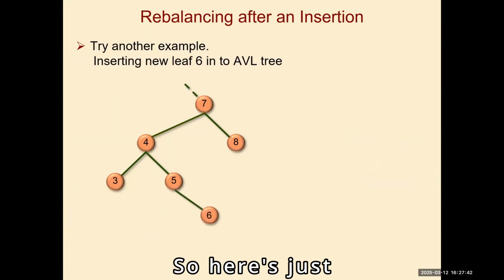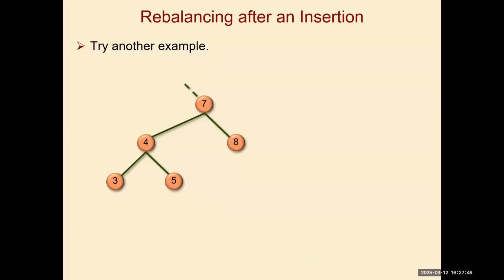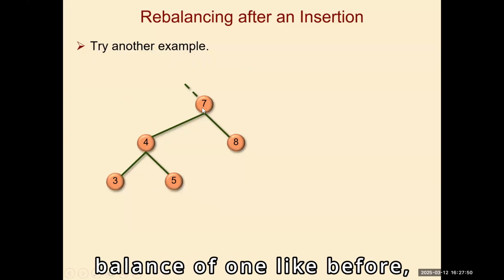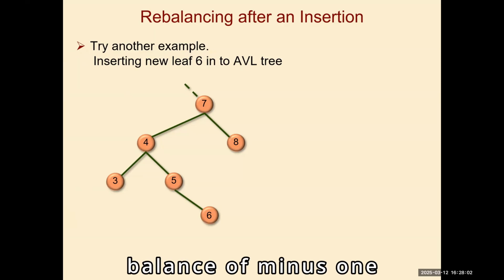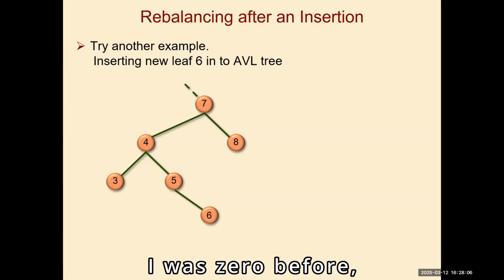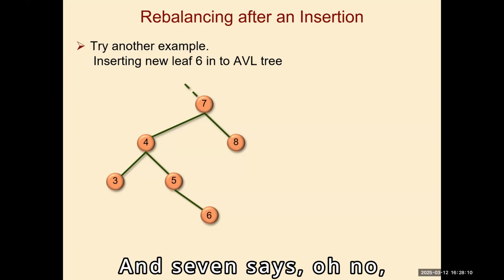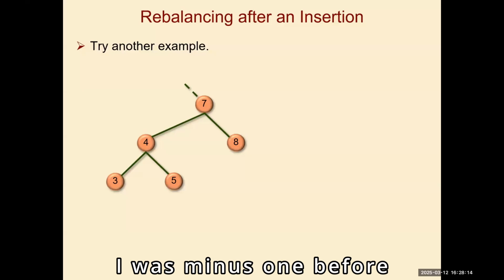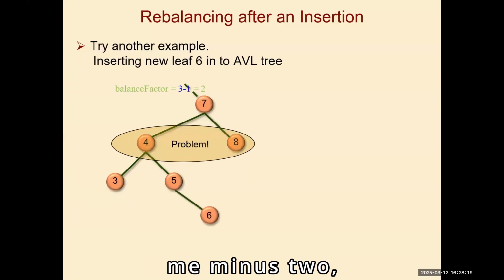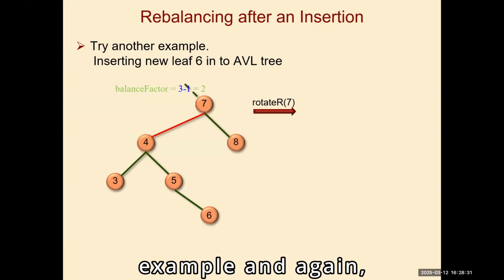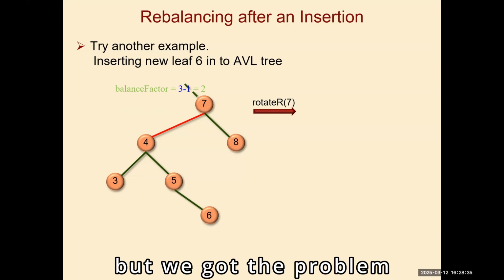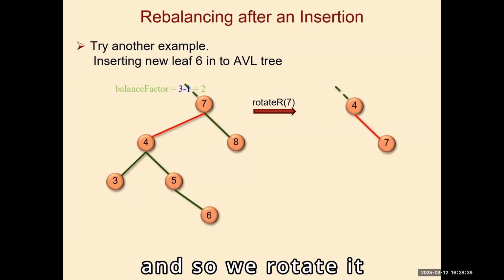So here's just another example, right? Here, this tree has a balance of 0, and this has a balance of 1, like before, right? And we add a node, and we say, hey, 5, we've just made this bigger. And 5 says, I don't mind. I'm going to become balance of -1. And 4 says, well, I was 0 before, so now I'm going to become -1, right? And 7 says, oh no, I was -1 before, and you're making me -2. No, +2, because it's still on the left, right? So he's +2. And so then you have to think about this example. And again, the problem is at 7, but we got the problem coming from 4. And so we rotate it.